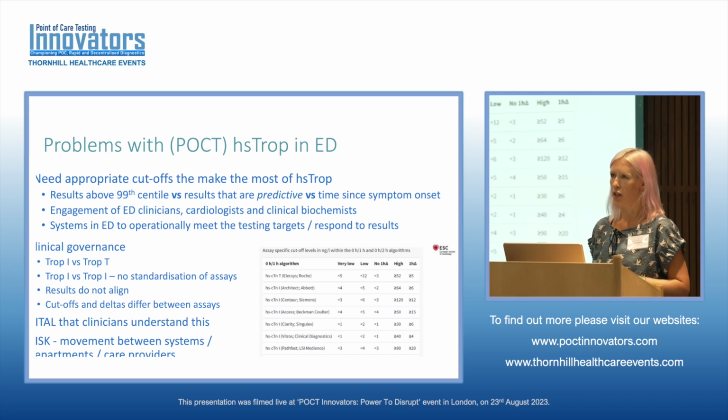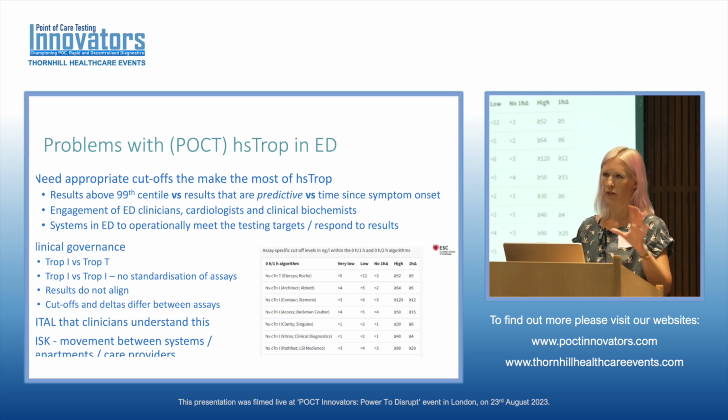And there's a risk when patients move between systems. If you've got point of care in ED, and then they move to cardiology, and they're no longer able to have that point of care troponin, how are you going to manage it? Because they're going to see a change in troponin. Is that clinical or analytical?